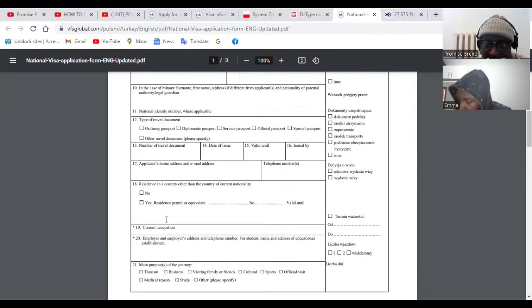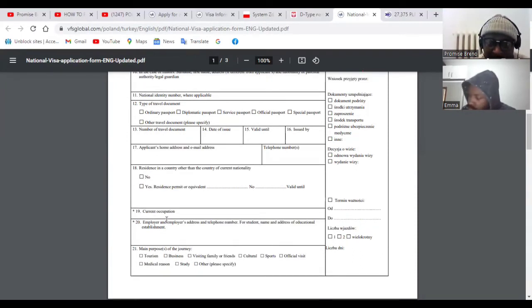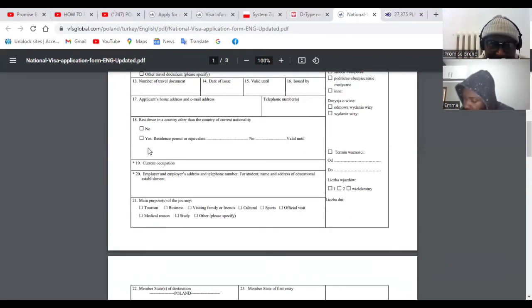We don't have much time left, so let's try to finish up fast. Then next, residence in a country other than the country of current nationality. Are you resident in a country other than your own nationality? For example, if you're living in Turkey, then you put yes. Then you tick residence permit, and you put the number of the ikamet here.